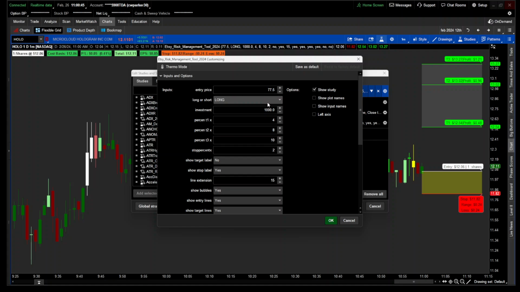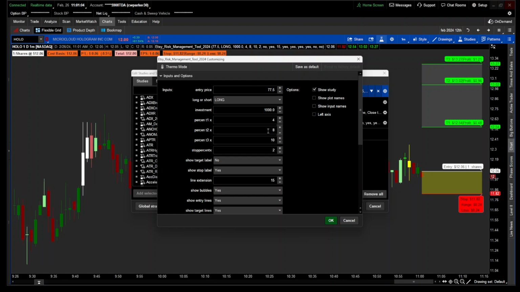Like I said, you can go long or short, your investment amount, your percentages. Right now I have it set for 2 to 1. So I'm willing to lose 2% to gain 4%. And that's what my stop loss is, 2%. And my second profit target is 8%, then 10%. And you can see those right there.